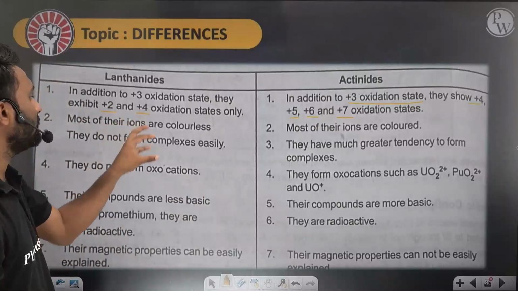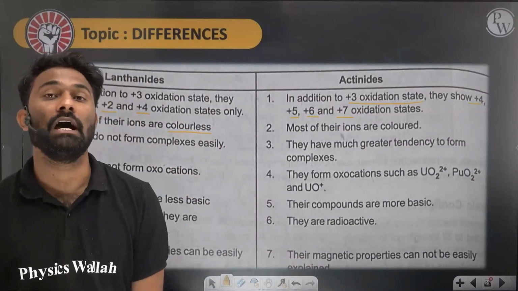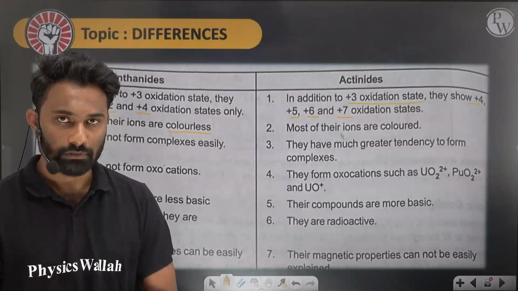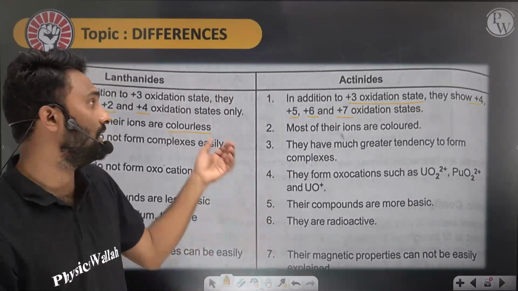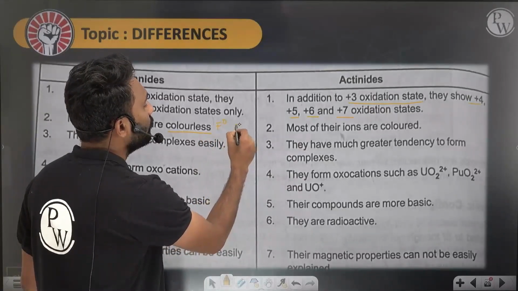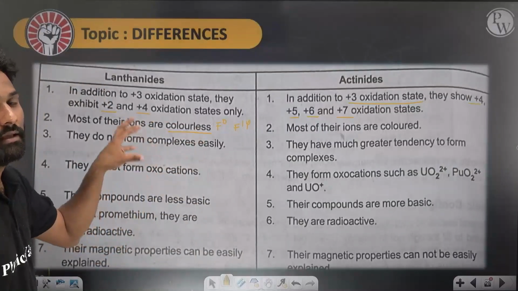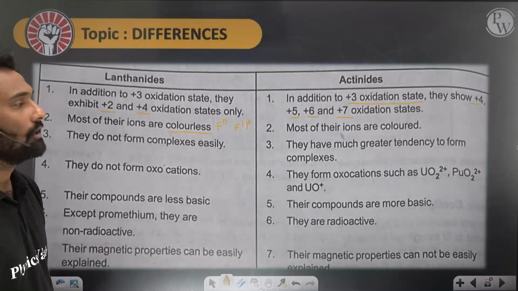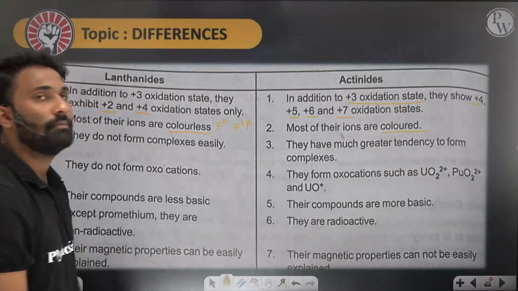Now most of these ions are colorless. As I said, colorless means completely filled or totally empty. d0 and d10 are colorless, as we have seen in the transition elements. Here also it is the same: f0 and f14 are colorless, but some exceptions are there. Even though some have half filled or incompletely filled configurations, they are also colorless. Most of them are colored. In actinides, most of them are colored.